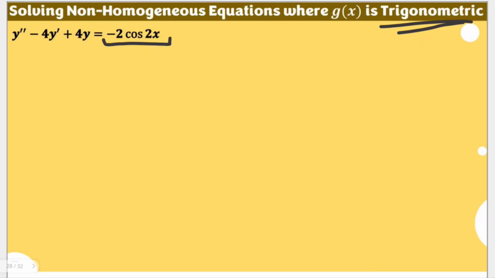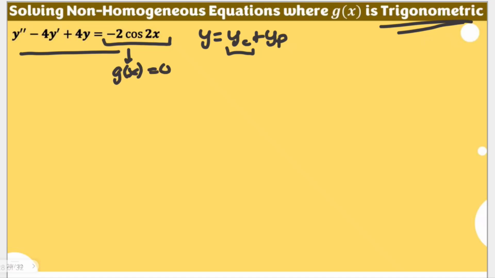But nevertheless, the general solution of this equation is expressed as y is equal to y sub c plus y sub p. Y sub c is a complementary solution of this given equation where the right-hand side, or the g of x, is equal to 0. Or in short, if our given equation is homogeneous. So we're going to use the same processes in solving homogeneous equations pertaining to our left-hand side being equal to 0.